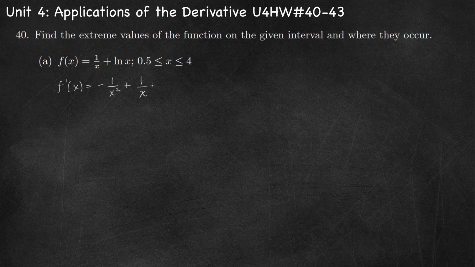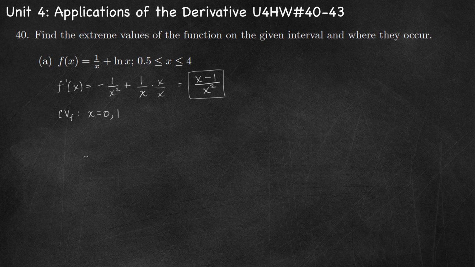So I'm going to get a common denominator. I'm going to multiply the second fraction by x over x. And then I have negative 1 plus x, or x minus 1, over x squared as the equation of f prime of x. This is equal to 0 when x is 1, and it's undefined when x is 0. So we have critical values of f at x equals 0 and 1.